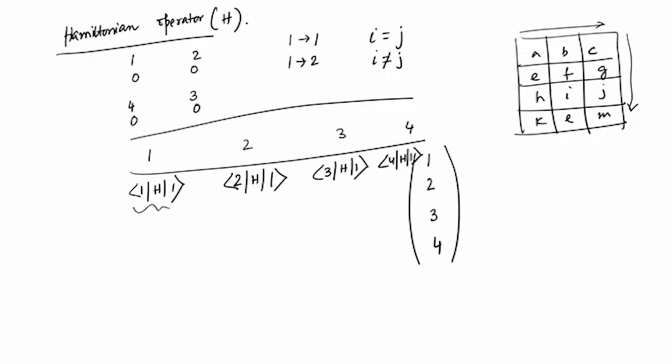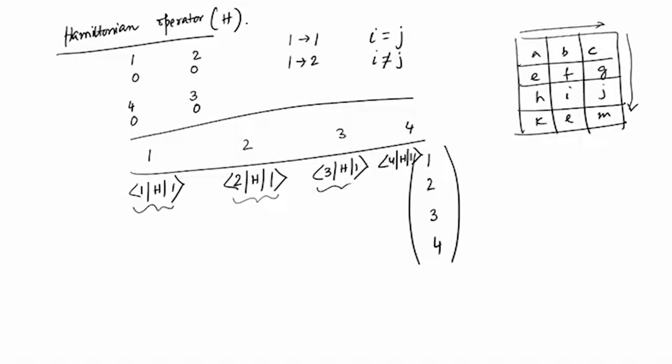So, these are the matrix elements of the Hamiltonian operator, depending upon what kind of rules you set. If there is a connection between the lattice sites 1 and 2, then this term will be non-zero. If there is no connection between 1 and 2, then it will be 0. Say for example, it is very easy to see that this can be 0 because it is not a nearest neighbor, it is a diagonal neighbor and so on.